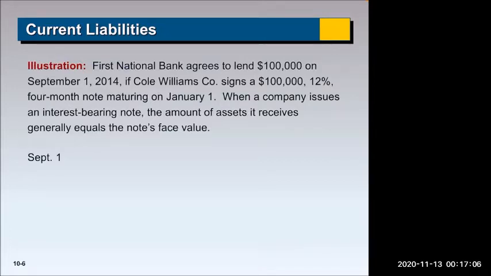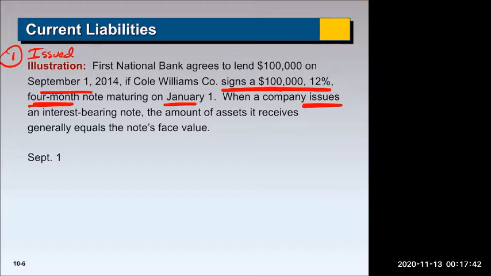It doesn't have to be long term, but here we have on September 1st, this company signs a $100,000 12% note, 4-month note, maturing January 1st. So there's going to be 3 different journal entries we're going to look at, so I need you to pay close attention. This is journal entry number 1. Journal entry number 1 is when a note is issued. That's important.